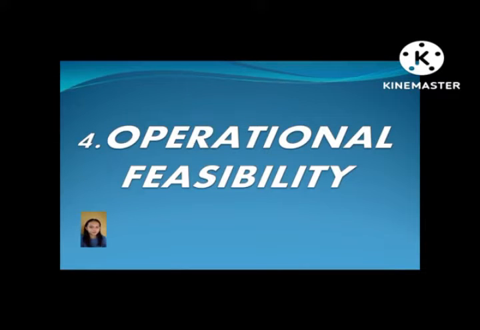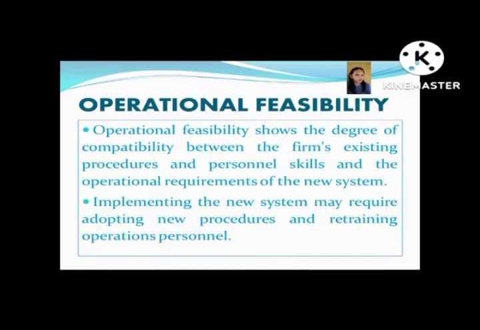The fourth aspect of project feasibility is operational feasibility. Operational feasibility shows the degree of compatibility between the firm's existing procedures and personnel skills and the operational requirements of the new system. Implementing the new system may require adopting new procedures and retraining operations personnel.